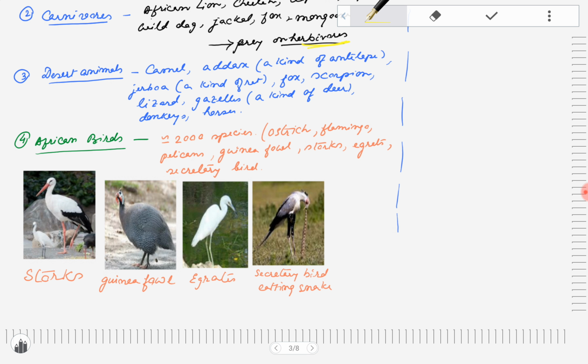The ostrich, flamingo, pelican, guinea fowl, storks, egrets, secretary bird. So I've given some pictures of these. The picture: stork, guinea fowl, egrets. You must know how they look. It will help you in the project also. This one, secretary bird, the bird eating snake.